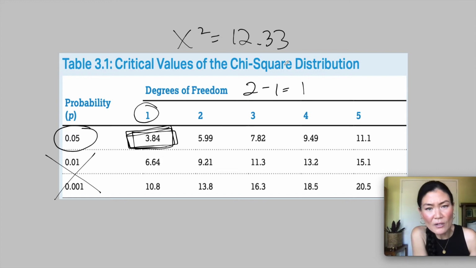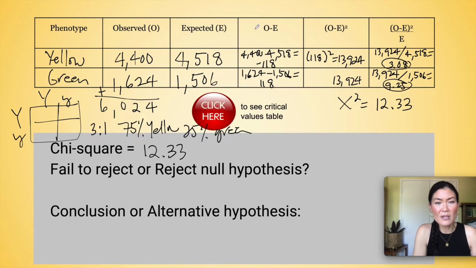And is our chi-square less than 3.84 or greater than? It's greater than 3.84. You guys, that means we're going to have to reject our null hypothesis. That means that there is something going on with our experiment. Going back to this, our observed data is significantly different from the expected. 4,400 is significantly different from 4,518, and the 1,624 that were green is significantly different than the 1,506 green that was expected.